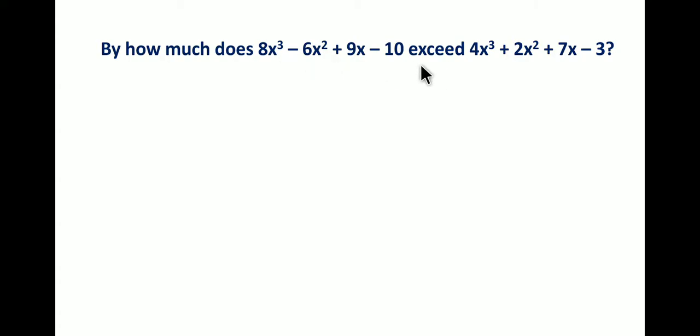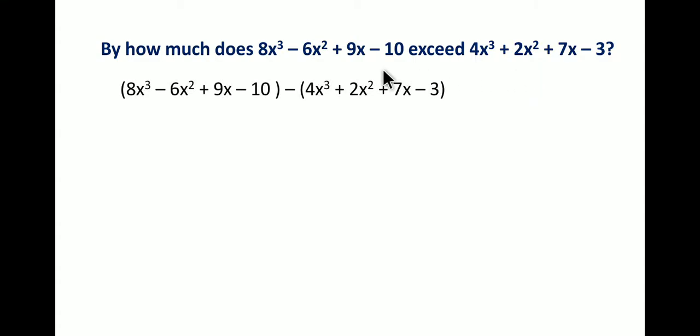So 8x cubed is greater than this one. By how much? We will subtract this minus this. Here 8x cubed minus 6x squared plus 9x minus 10, this expression, minus this expression 4x cubed plus 2x squared plus 7x minus 3. Now as said earlier, we will remove the brackets. There will be no change in the sign of the terms inside the first expression, but all the signs of the terms inside the second expression will change because there is a minus sign in front.